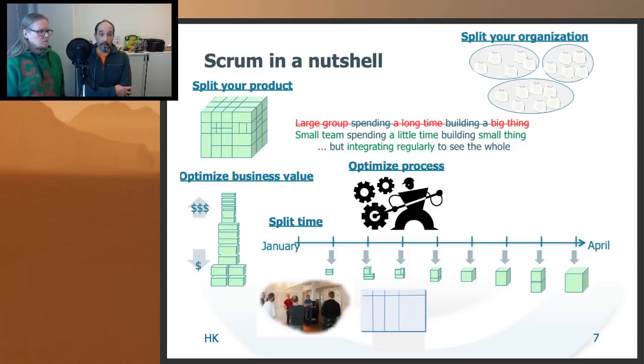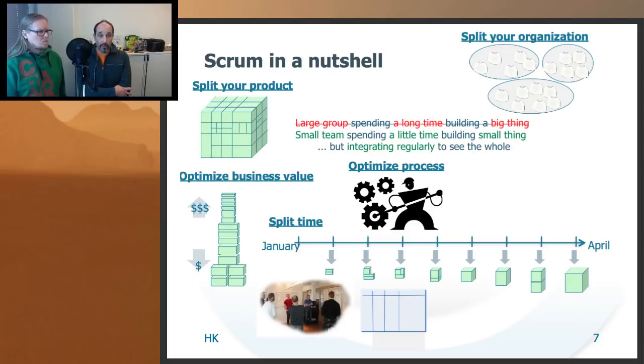If you look at the time scale, you split the work into iterations. This is something you of course do even if you wouldn't be using Scrum. So this is an iterative method. You split your time, try to achieve a small piece at a time, and grow the product in every iteration.